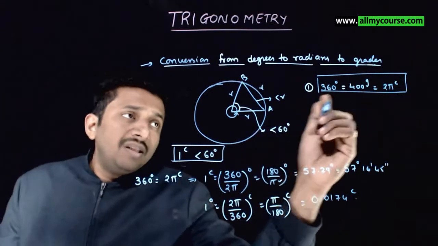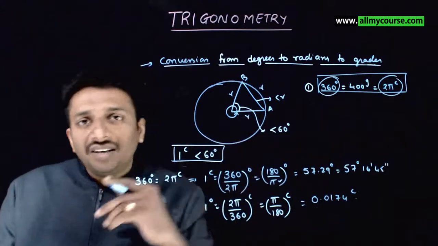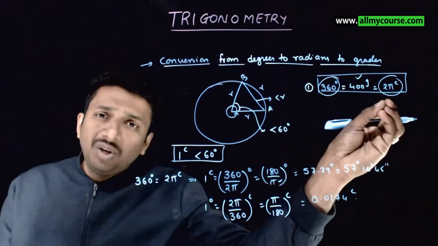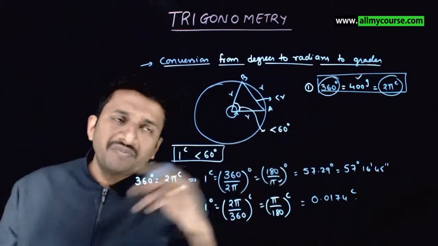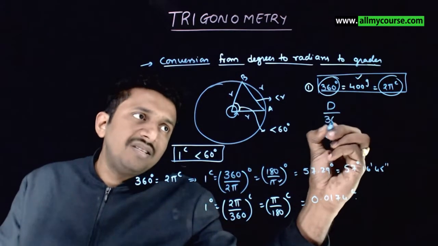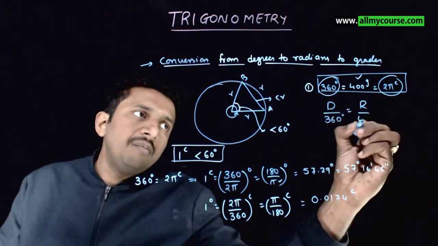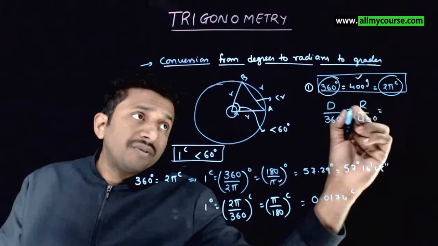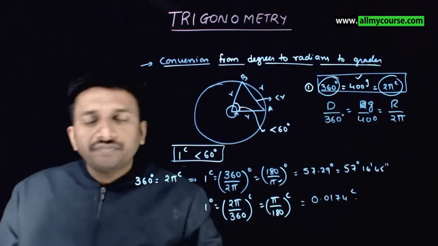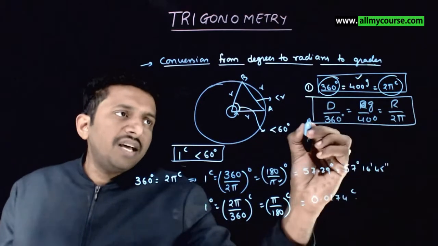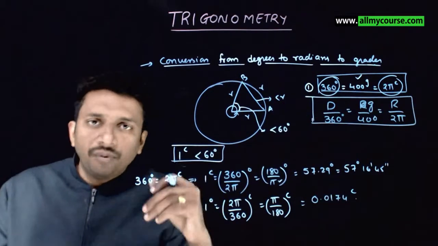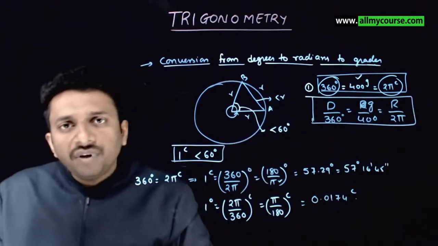The most important of these three are degrees and radians. Grades are very rarely used. So if you want to convert from grades to radians, you just need to remember this. Or you can also remember the formula: number of degrees by 360 is equal to number of grades by 400 is equal to number of radians by 2 pi. This can also be used as a conversion formula. So number of degrees out of 360 is the same as number of grades out of 400, which is the same as number of radians out of 2 pi.